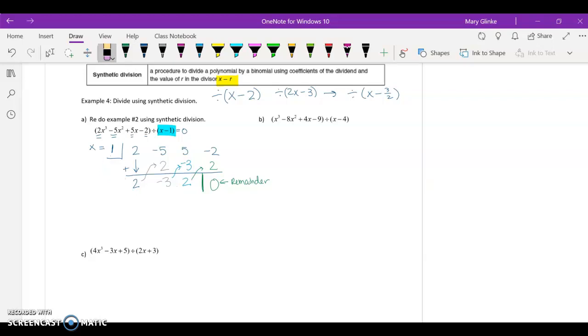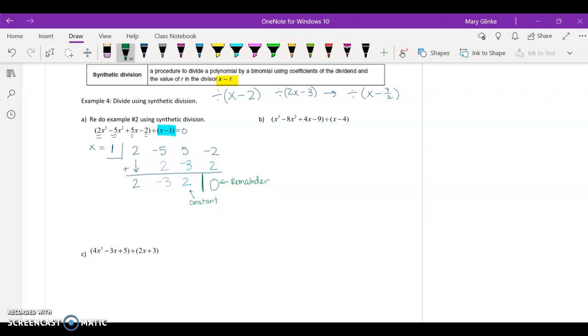I'm going to go ahead and erase these lines so that we can get a better picture of this. This is what your synthetic division would look like. Now, in order to actually write this as our answer, we need to know a couple of other things. Our very last one is always the remainder, which means the one right before it is always going to be your constant.